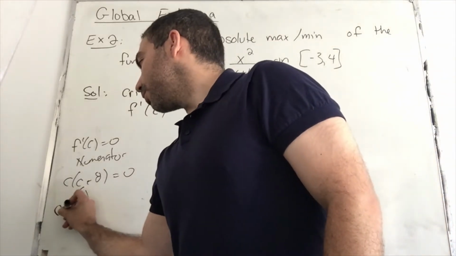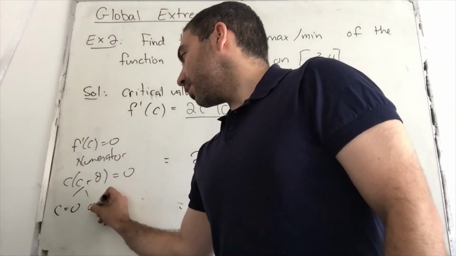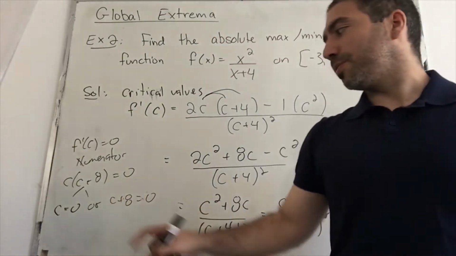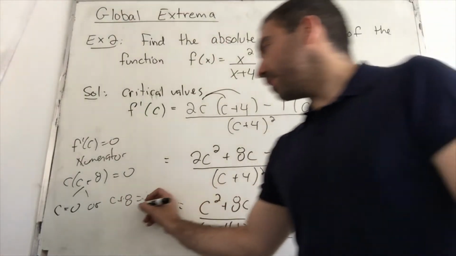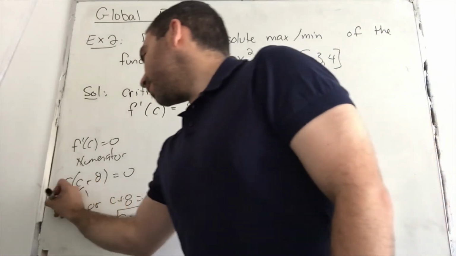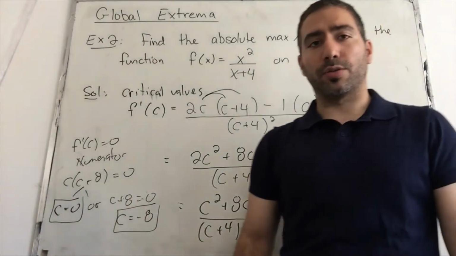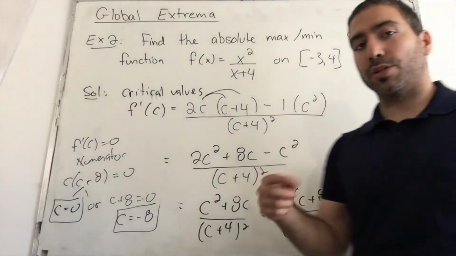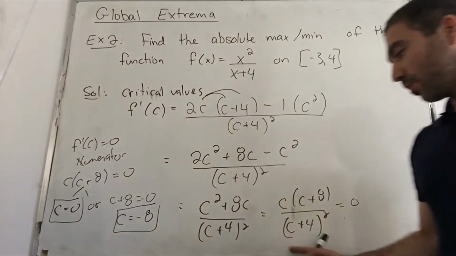So we either have c equals 0 or we have c plus 8 equals 0. Which means that if we bring the 8 over, c is equal to negative 8. So we have c equals 0, c equals negative 8. Those are our two critical values. But we're not done. We have to check when the denominator is not equal, when the denominator doesn't exist. So let's go ahead and do that.